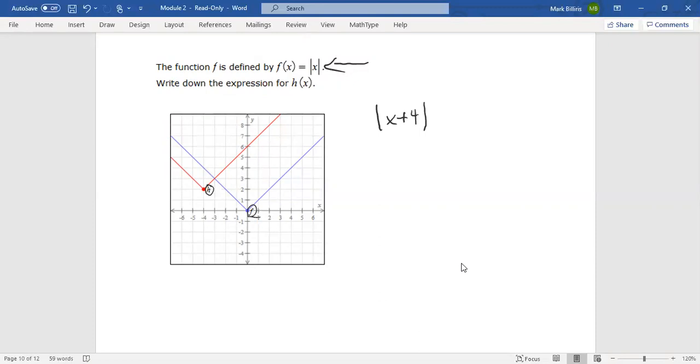Now it's not on our x-axis. The graph moved up. So remember, if we're moving up in a vertical translation, that's plus. And it's just how many units we moved up, and in this case, 2. So since our graph moved 4 units to the left, we have x plus 4 in the absolute value symbols. And since it moved up 2, we have plus 2.